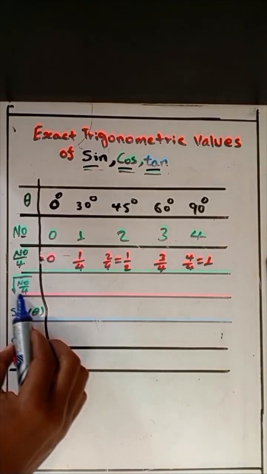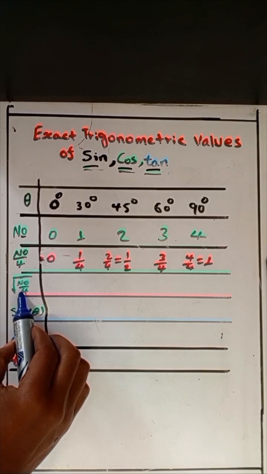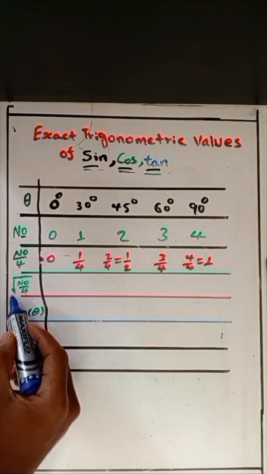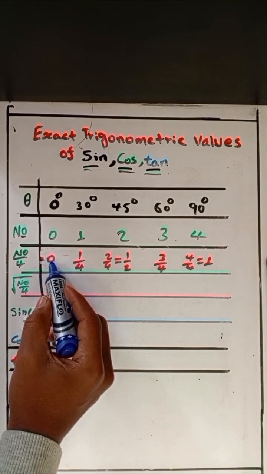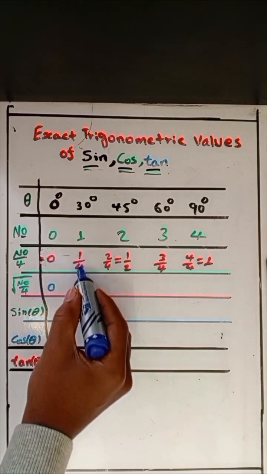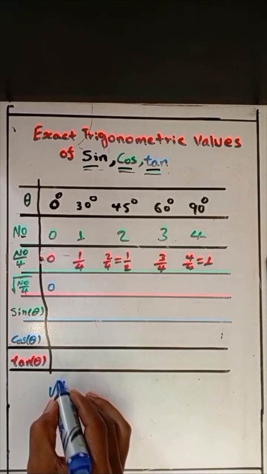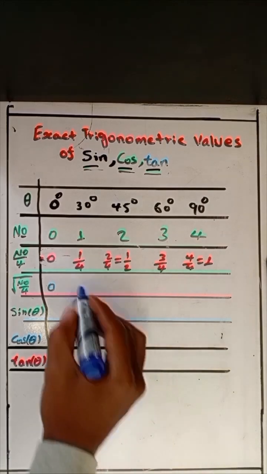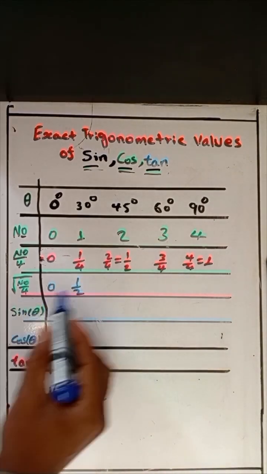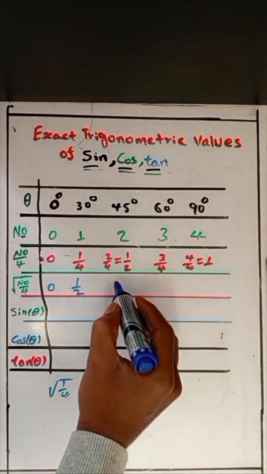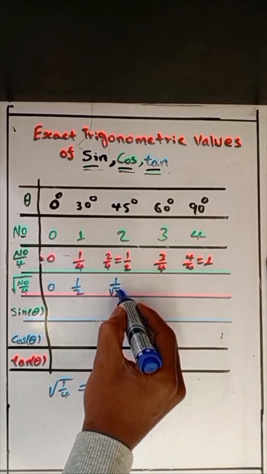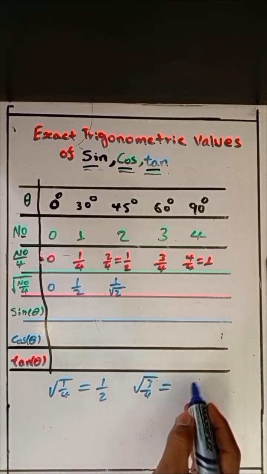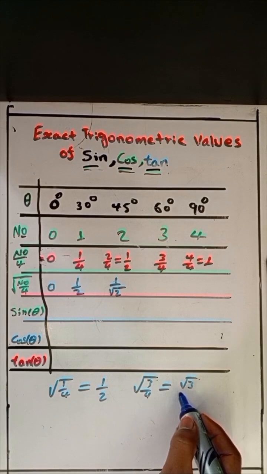In the fourth row, take the square root of the third row. That's the square root of the number over 4. Then the square root of 0 is 0. The square root of 1 over 4 is square root of 1 over square root of 4. You can take out 4 from the square root, so we have 1 over 2. And the square root of 1 over 2 is 1 over square root of 2. The square root of 3 over 4 is equal to square root of 3 over 2.